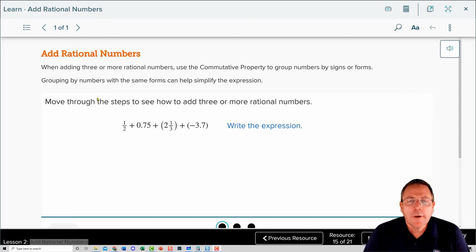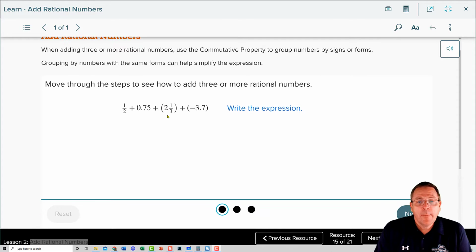Now the next thing the textbook wants us to think about is using the commutative property. The commutative property of addition says that order does not matter when adding. So we can rearrange the different parts of this problem any way our little hearts desire in order to make the math easier. And that is exactly what we're going to end up doing here.